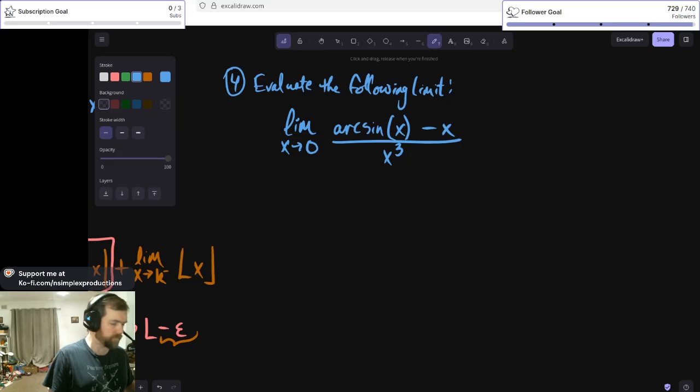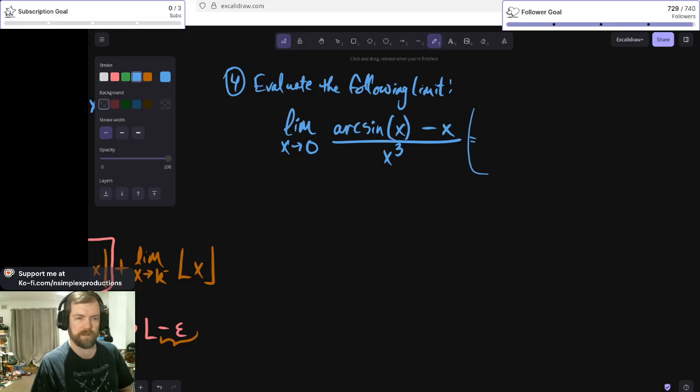Okay. So first off, verify whether this is something that requires some other attention, right? So if we were to plug this in just as is, we would get arc sine of 0 minus 0, all over 0 cubed.